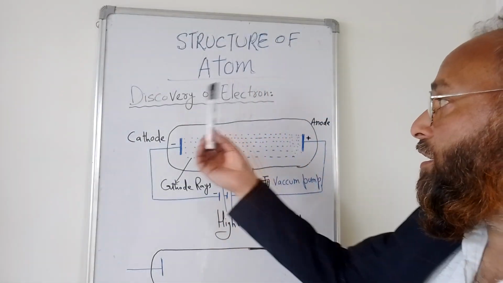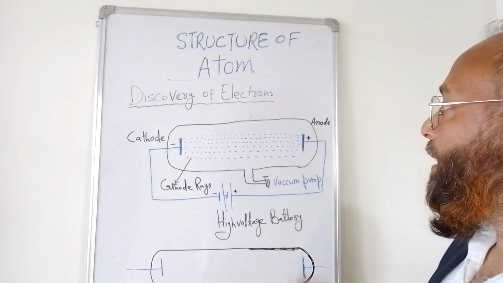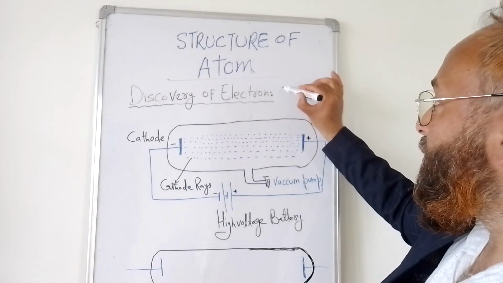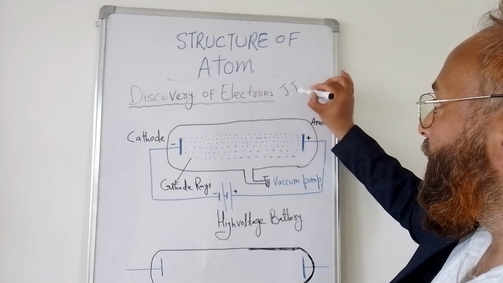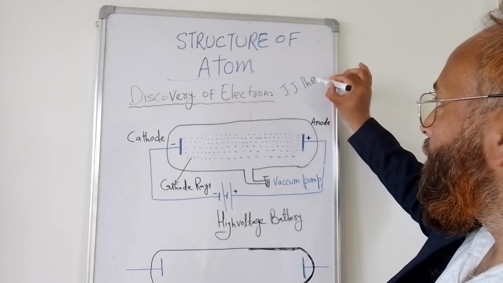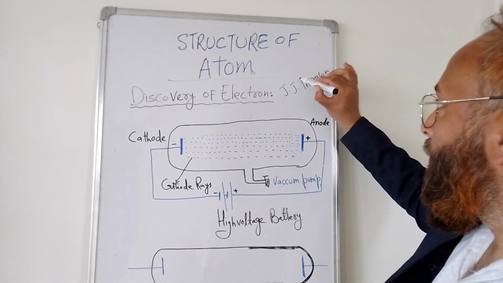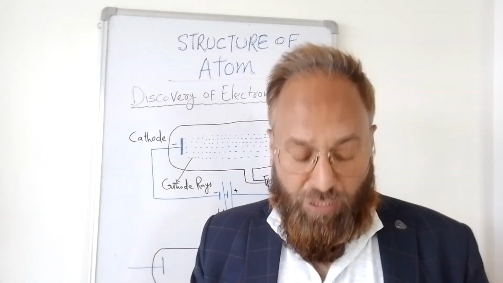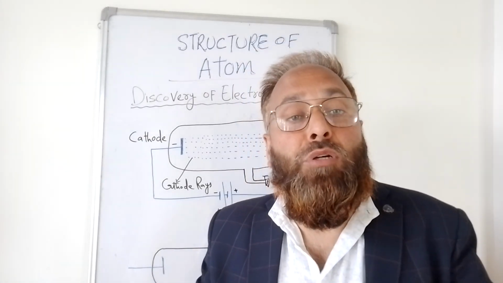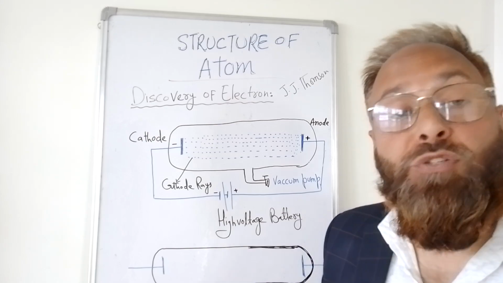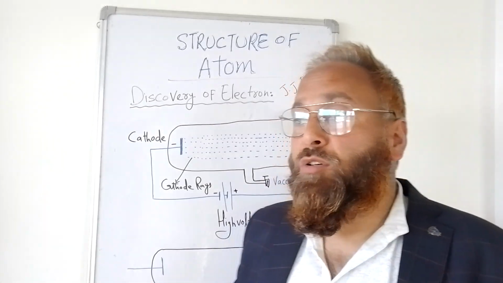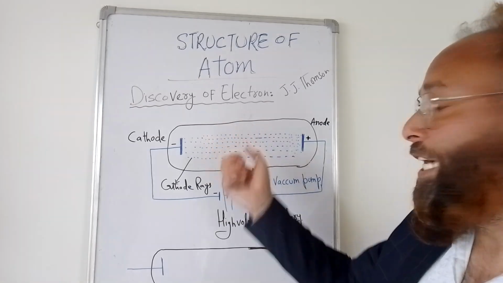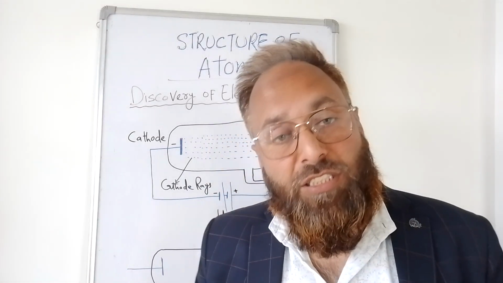So I will start with the discovery of electron. The discovery of electron was given by J.J. Thomson. J.J. Thomson used a discharge tube, which is basically a William Crookes tube, used in physics. J.J. Thomson used the discharge tube experiment which gives the discovery of electron.